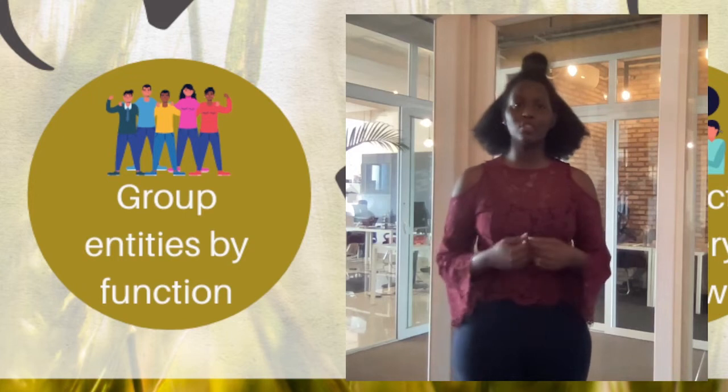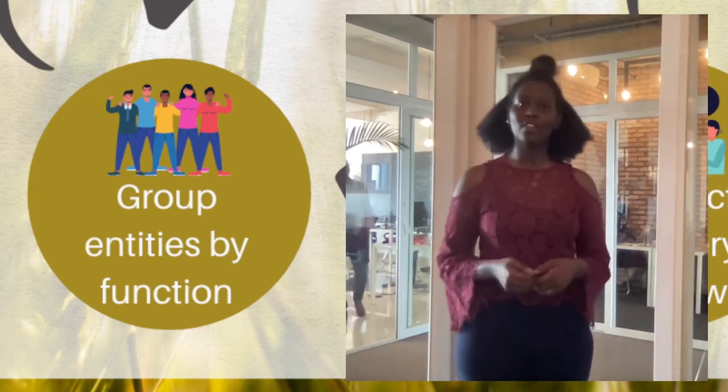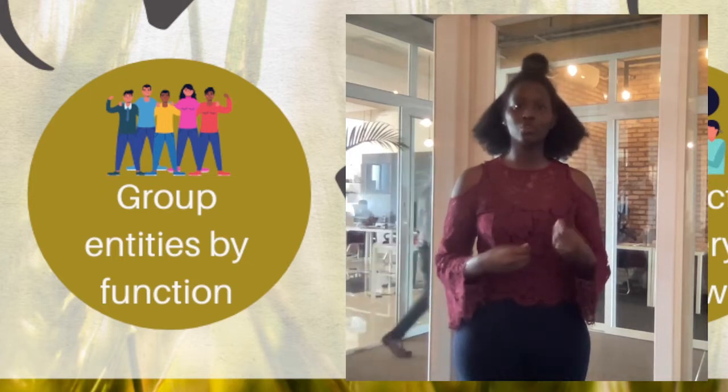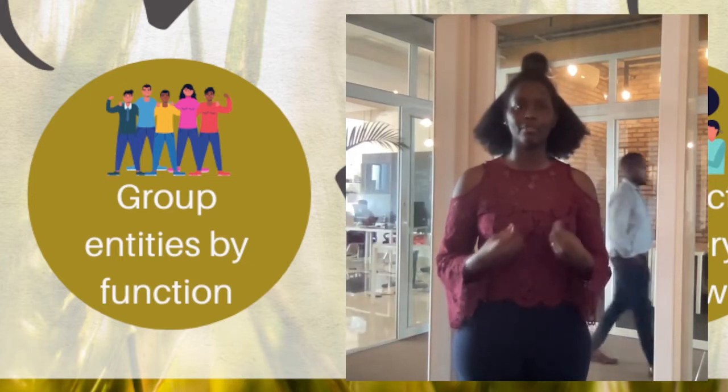The fourth step is group entities by function. Once you have a good understanding of the actors in the ecosystem and what they do, you should start to group these people and organizations by their function.